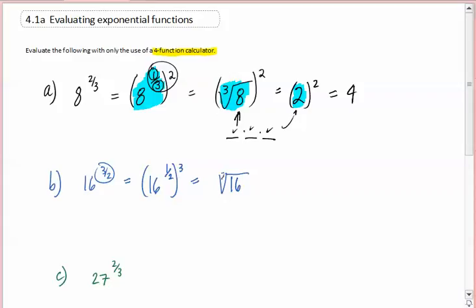Why? Because there's really an understood 2 there and an understood 1 there. That's where the 1/2 can be broken up into its appropriate places. Okay, that 2 is called the index. All right, so what's the square root of 16? Well, 4. And then we're going to have the 3rd power, and 4 to the 3rd power is 64. And there's the answer. Okay, pretty simple.